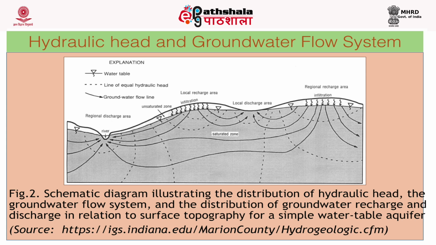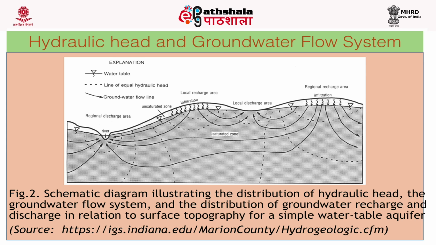So, in the upper part, the infiltration, whether local or regional, means rainwater will infiltrate at the higher elevation and reach the groundwater table, and this groundwater will move along the flow lines. Here the dotted line, if you see, is the line of equal hydraulic head. At each point on it, the pressure of the groundwater will be equal. In the lower part of this diagram, the dotted area is the saturated zone, and the white area is the unsaturated zone.